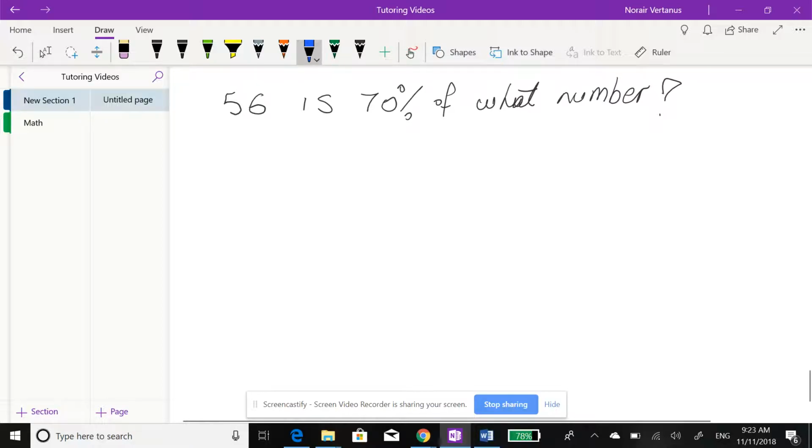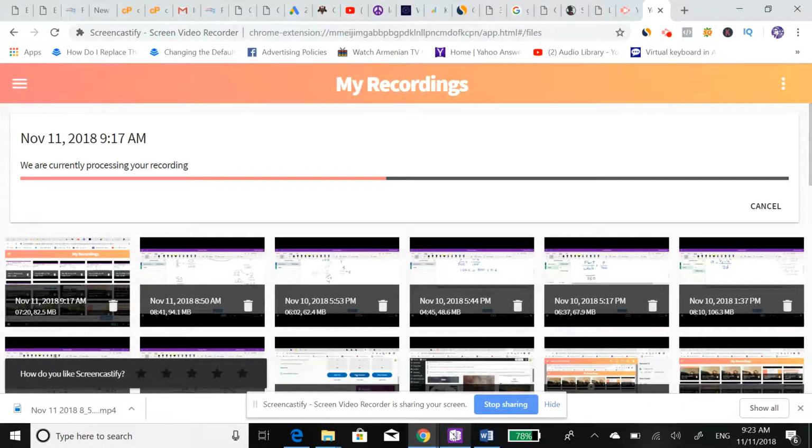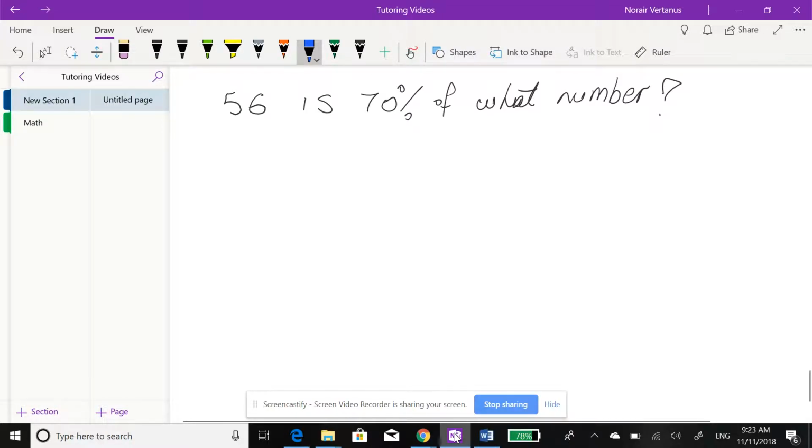So the method I was talking about, part to whole, has the following formula. Part divided by whole is equal to, so it's a fraction, right? Part to whole. It's a fraction, and we want to convert that to percent.